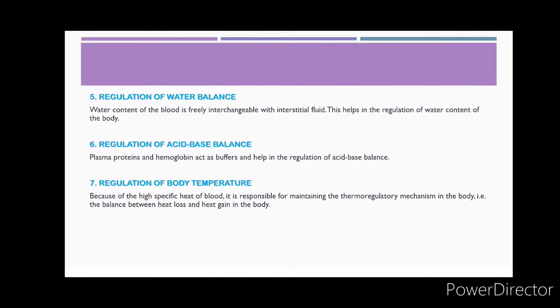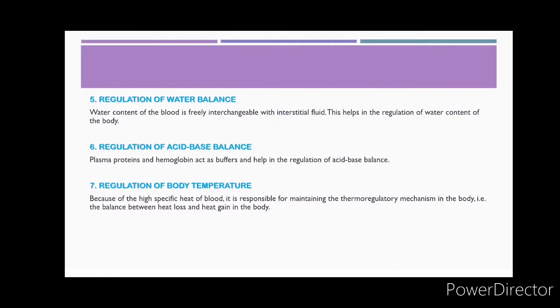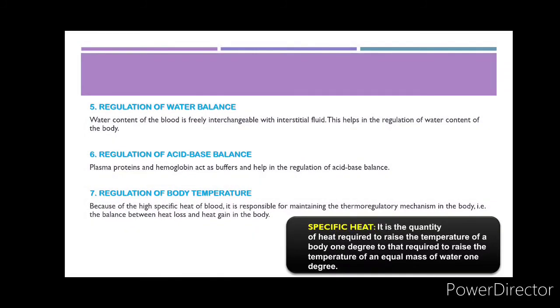Fifth point, regulation of water balance. Water content of the body is freely interchangeable with interstitial fluid. This helps in the regulation of water content of the body. Sixth point, regulation of acid-base balance. Plasma protein and hemoglobin act as a buffer and help in the process of regulation of acid-base balance. Seventh, because of high specific heat of blood, it is responsible for maintaining thermoregulatory mechanism in the body, that is the balance between the heat loss and heat gain of the body.